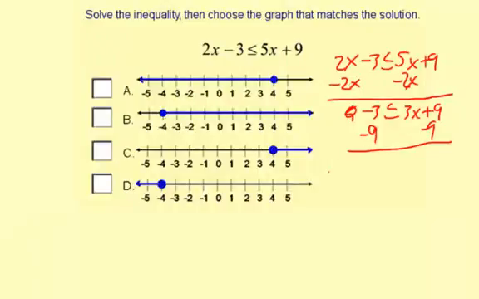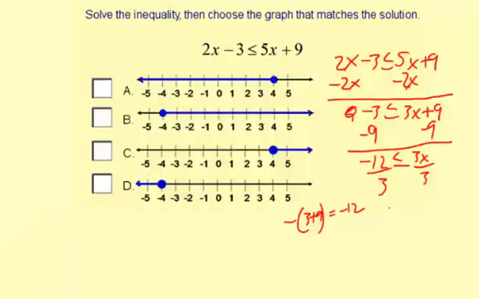Negative 3 minus 9, that's the same thing as the negative of 3 plus 9, which is negative 12. So that's less than or equal to 3x, and then 9 minus 9 is 0, so plus 0 there. Finally, divide by 3, dividing by a positive number, so the inequality sign does not get reversed.